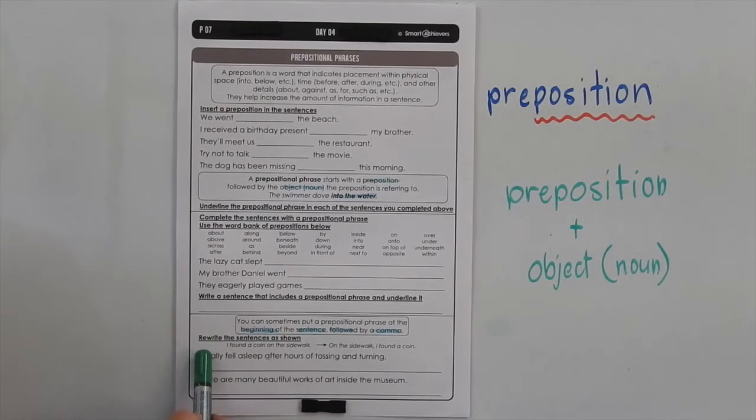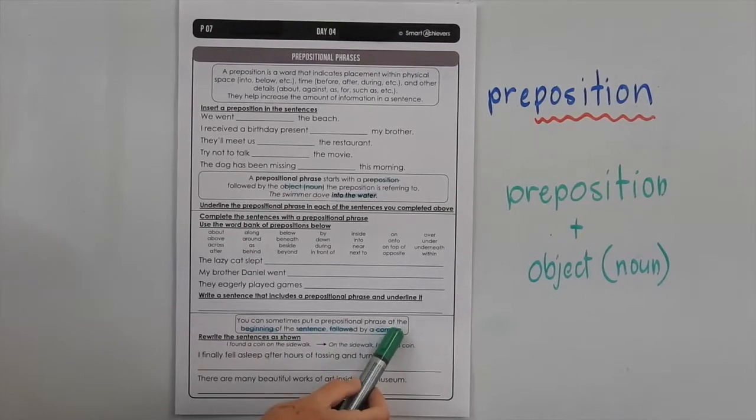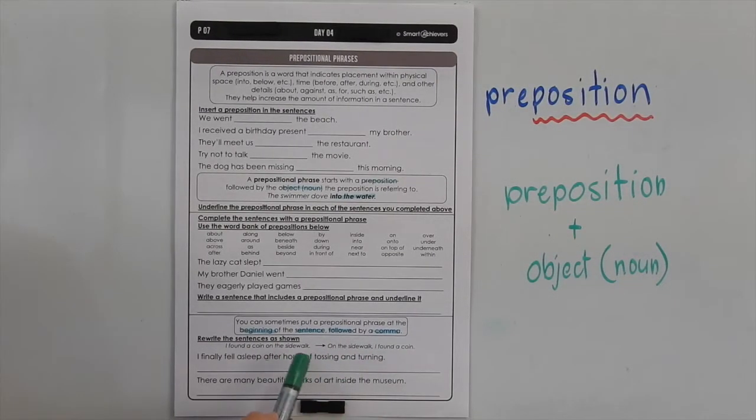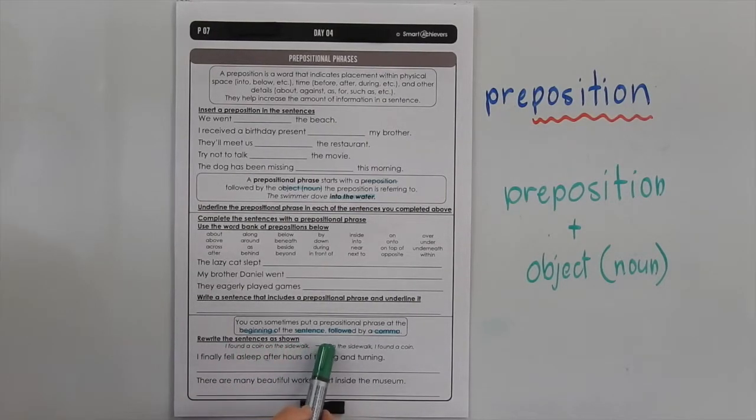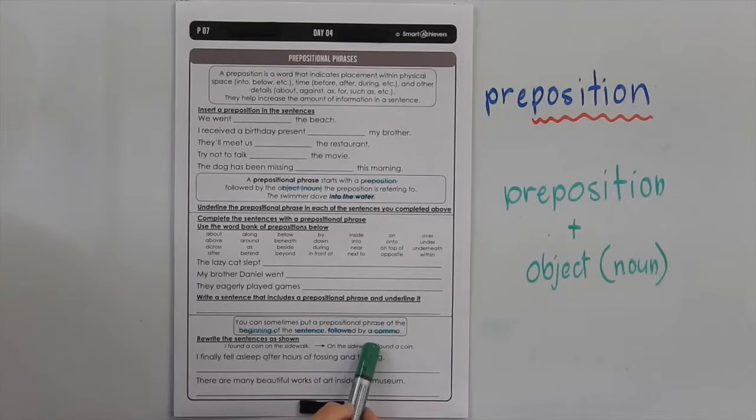So if you want to start your sentence with a preposition, you have to put a comma at the end of the prepositional phrase before you go on to the rest of the sentence. So I found a coin on the sidewalk. We changed it to on the sidewalk, which is a preposition and the noun, and then you've got the comma before you go, I found a coin.